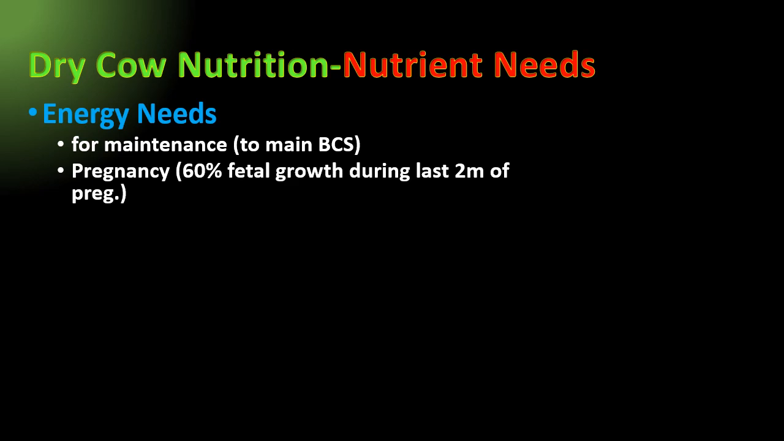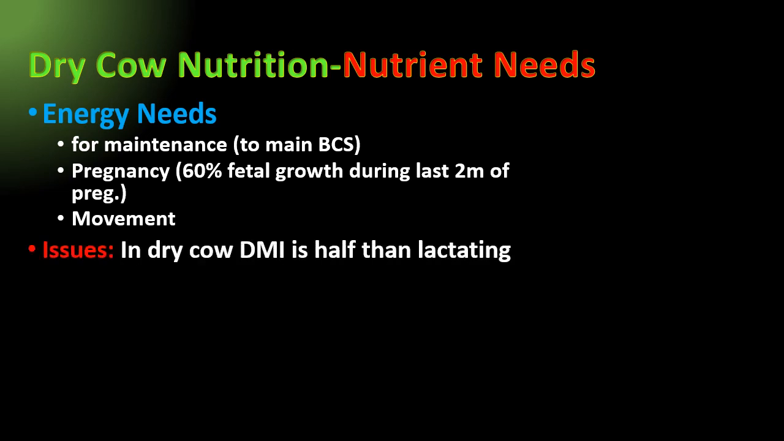So if sufficient nutrients such as energy are not provided in the diet, the cow will draw that energy from the body reserves. There is a need to make sure that an adequate amount of glucose or glucose precursors are present in the diet, and that should be provided in the form of starch and sugar. When the cow is not lactating, she is eating almost half the amount of dry matter that she would normally consume during the lactation phase.